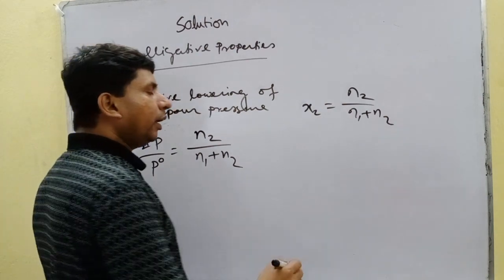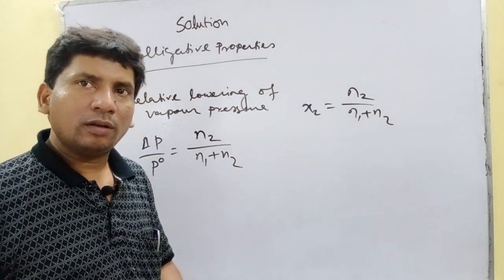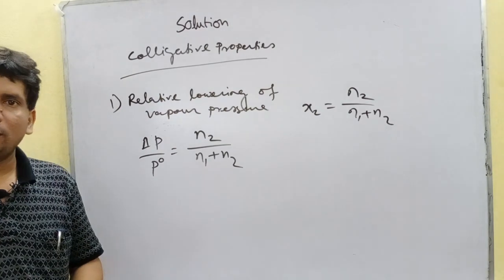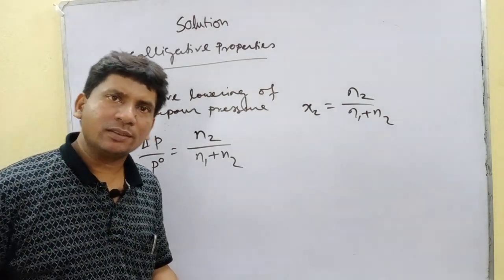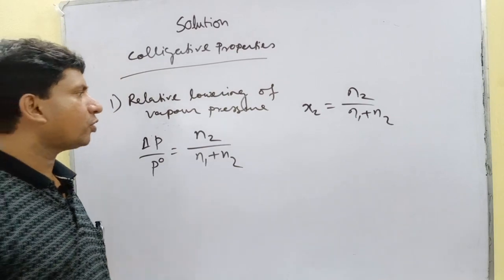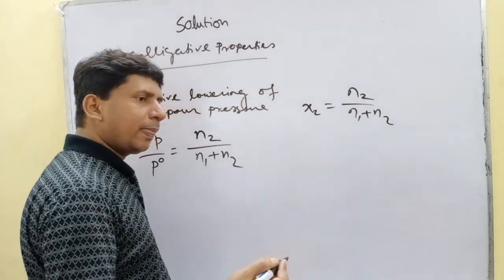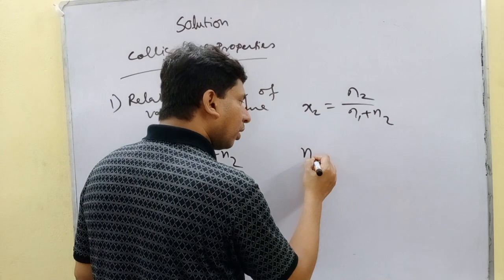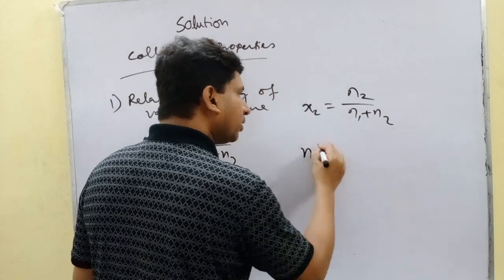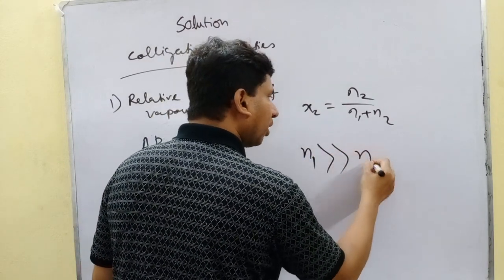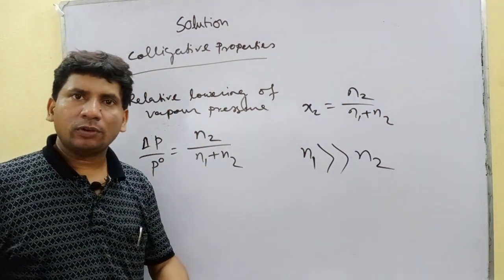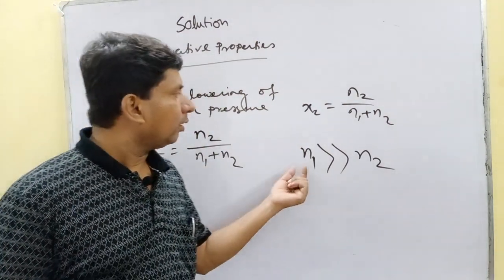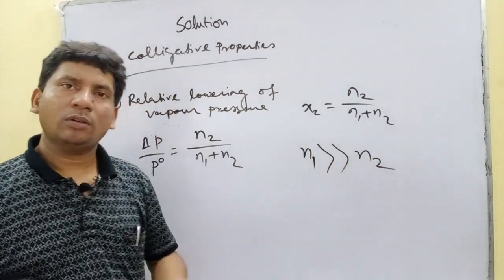Now, if it is a very dilute solution, and Raoult considers that it is an ideal solution, meaning a very dilute solution, then for a dilute solution the number of solvent particles is far greater than the number of solute particles. In a large amount of solvent, a small amount of solute will dissolve.